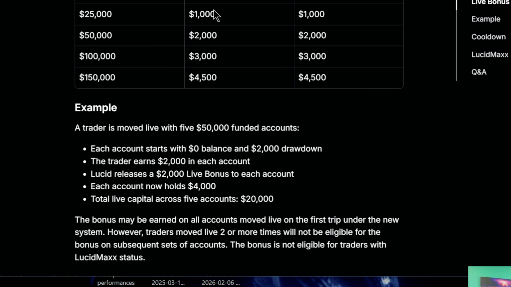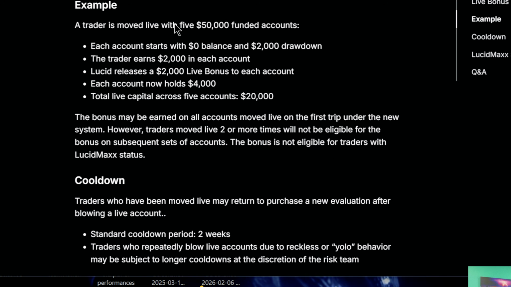25K, all the account sizes. Live target 1,000, live bonus 1,000. So it's a 1-for-1. You make 2,000, you get 2,000 bonus. 3,000, that's nice. I mean, they're doubling your income there.